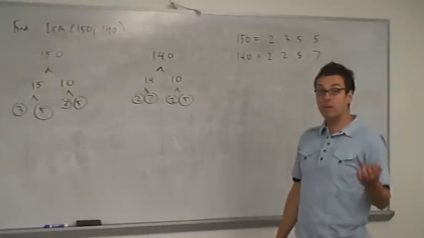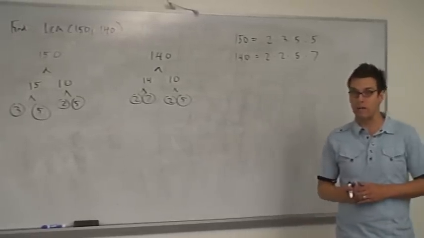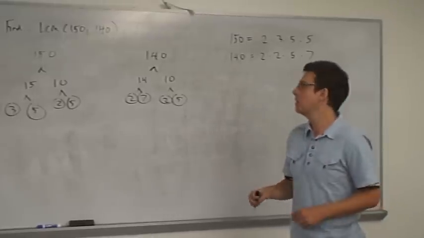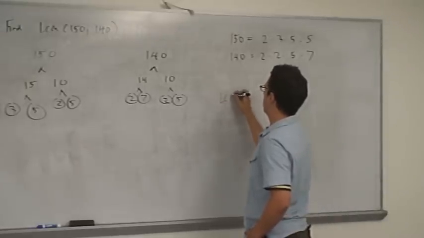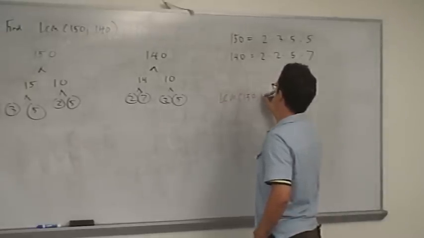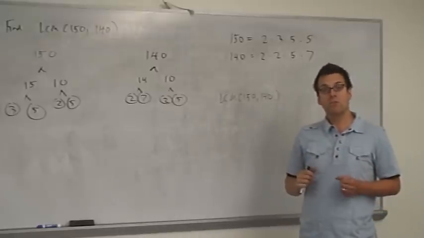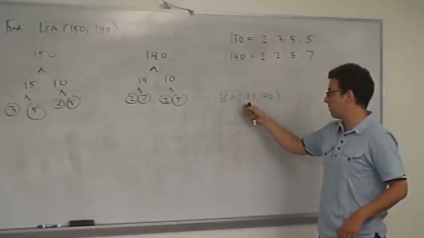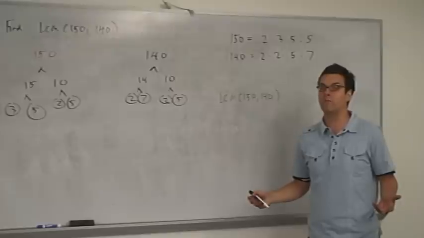Now, computing least common multiples is a little bit more involved than computing greatest common factors in terms of explaining why the procedure is correct. A very common mistake in computing the least common multiple of two numbers is to simply multiply both of the numbers together. So a common wrong answer to the question, the least common multiple of 150 and 140, is just the product of 150 and 140.